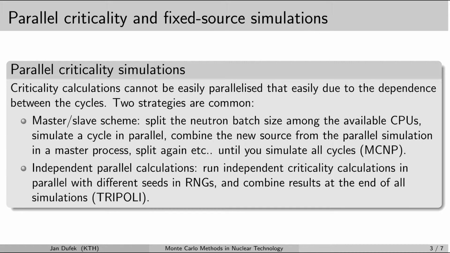So we cannot simply split the neutron histories among the available processors because we simply don't know where they should start. So we have to simulate the first cycle first, we have to simulate the second cycle as a second cycle, and so on. We cannot jump over as we like.